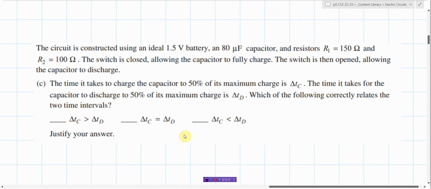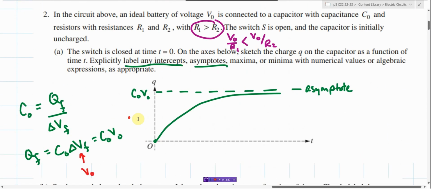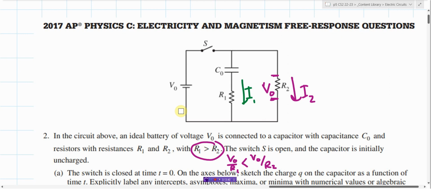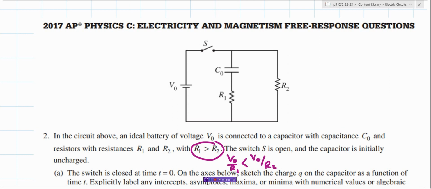Anyway. Okay, moving on. The circuit is constructed using an ideal 1.5 volt battery, an 80 microfarad capacitor, and resistors R1 equals 150 ohms and R2 equals 100 ohms. This switch is closed, allowing the capacitor to fully charge. Then the switch is opened, allowing the capacitor to discharge. Okay, so just really quick, let's look at this picture again. They closed it and let the capacitor charge up. It charged up to 100%, so that the potential difference across it is 1.5 volts, because this is 1.5 volts. They've told us a number now.